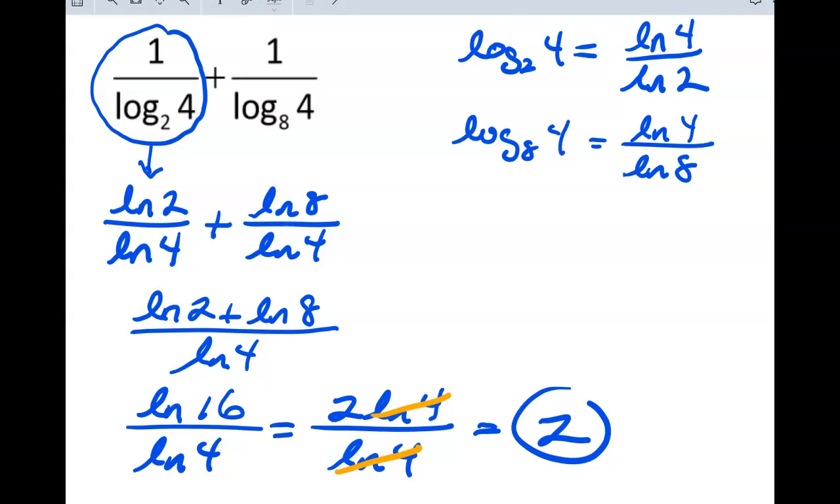Now, I do know that we could have computed the log base 2 of 4 and the log base 8 of 4 in the original expression, but this is another interesting way to do it. And of course, if we have logs where we're not able to compute the values very easily, this can provide us with another way to approach that.